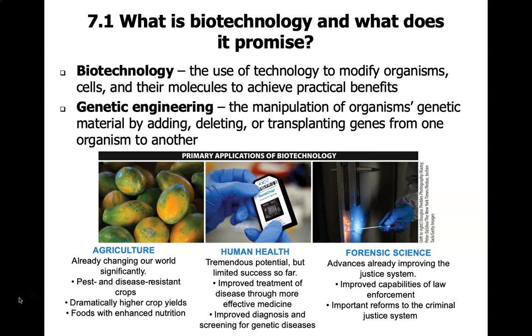So three of the big ways that biotechnology helps us are in agriculture, human health, and forensic science. So in agriculture, we use biotechnology to make pest and disease resistant crops, to increase crop yields, and to enhance the nutritional value of our foods. So you can see that there are a lot of practical benefits to this for farmers, for general populations, and then of course there are some risks that go along with biotechnology. So we'll talk about that a little bit as well.